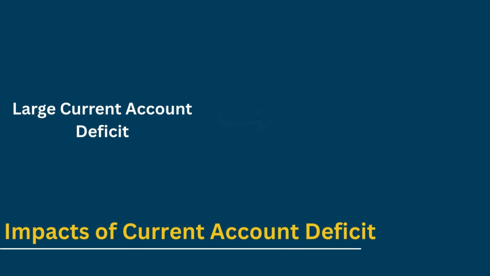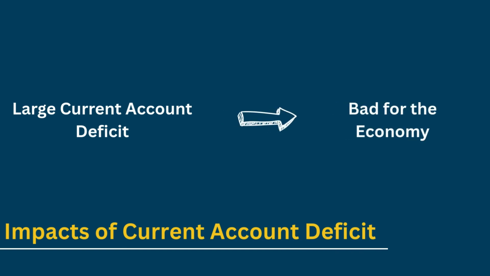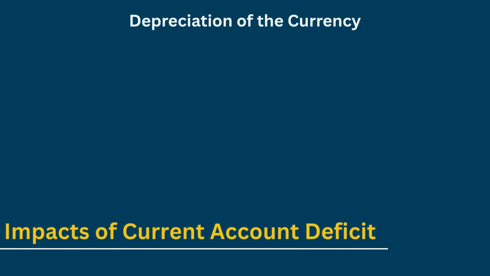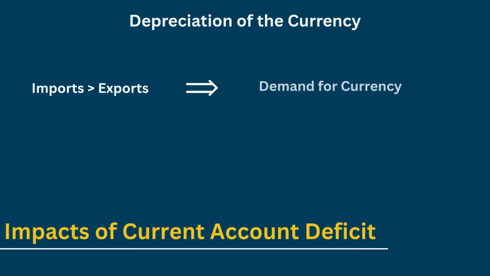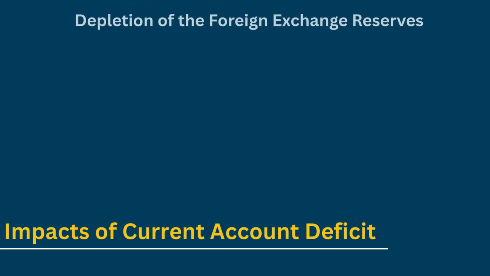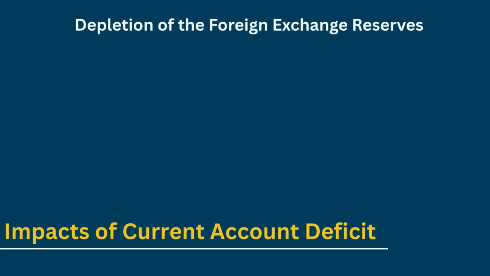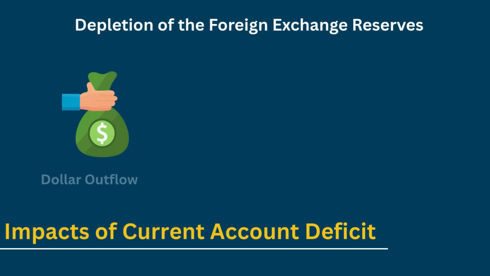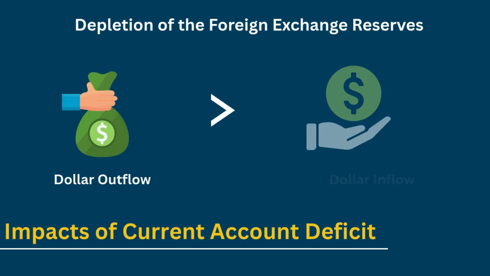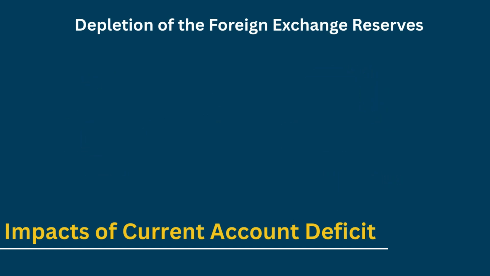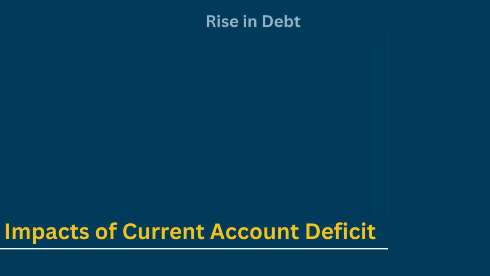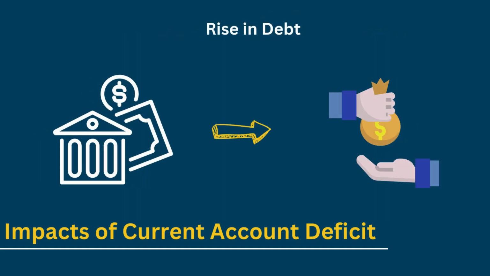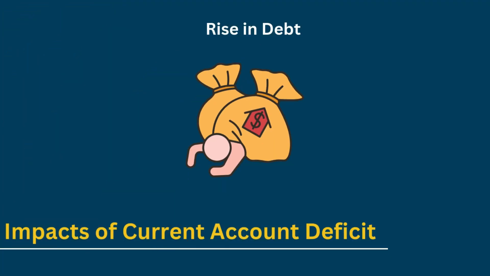Economists consider a large current account deficit bad for the economy. It can lead to depreciation of the currency. This happens because, as imports exceed exports, the demand for the currency decreases. It can deplete a country's foreign exchange reserves. As imports are more than the exports, the dollar outgo due to imports is more than the dollar inflow due to exports, leading to a fall in the reserves. To finance the deficit, the country may have to borrow more, increasing its debt.